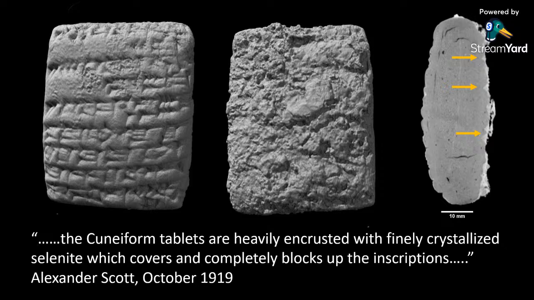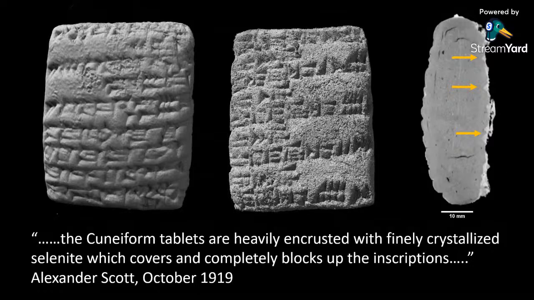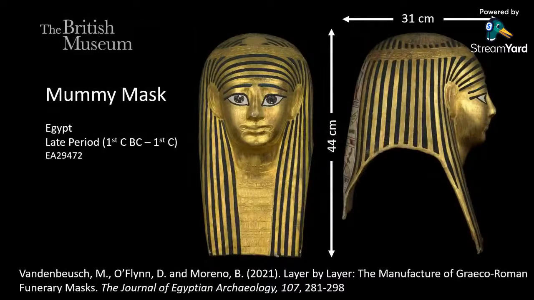And what we're able to do with an image like this is to digitally delete the salt afterwards. So here we are uncovering the writing that's under the surface of the salt. Again, completely non-destructively. So moving on to another example, which is that of an ancient Egyptian mummy mask.